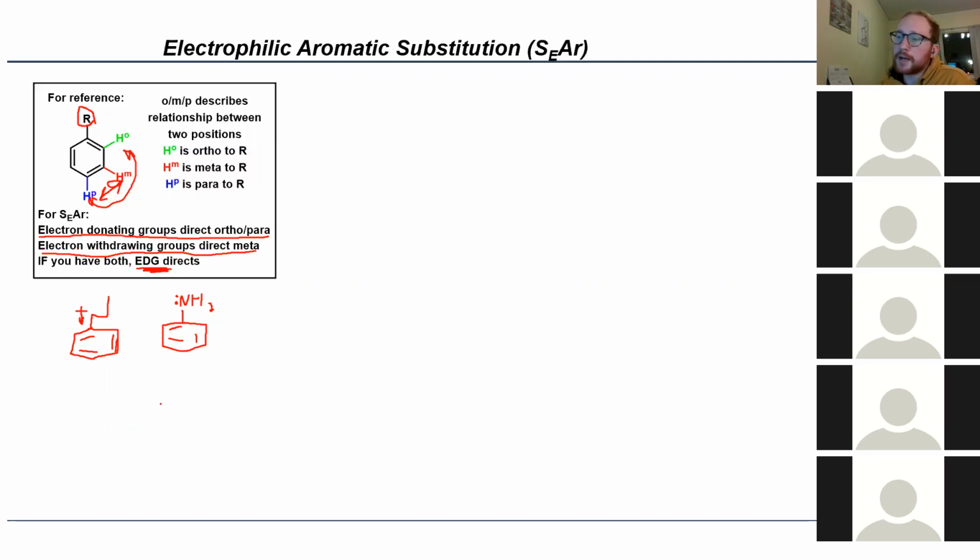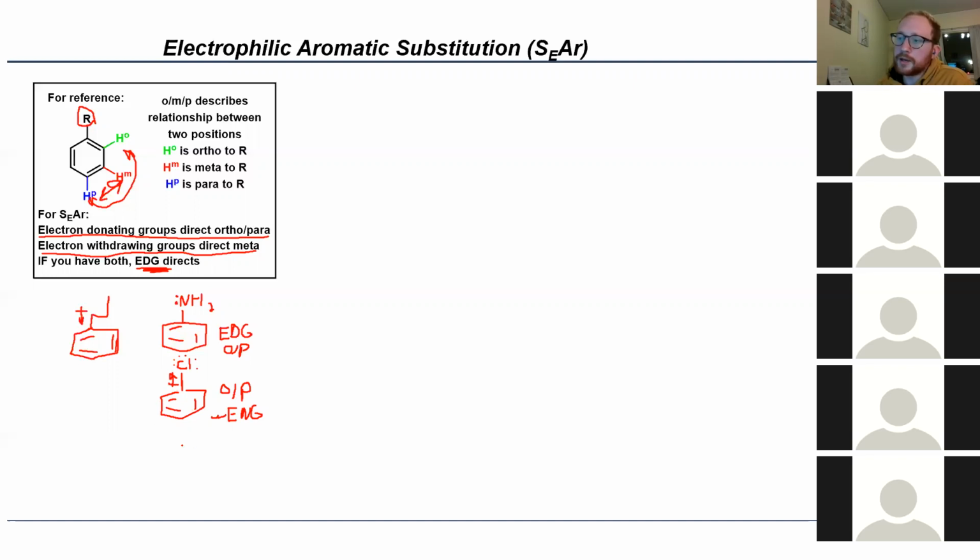This is an electron donating group that directs ortho-para. The slight exception to this rule is halides, which still have these lone pairs. Since they can donate electron density into the ring using their lone pair, they are still ortho-para directors. However, they're slightly electron withdrawing, because they're electronegative atoms, and so they can draw electron density away.